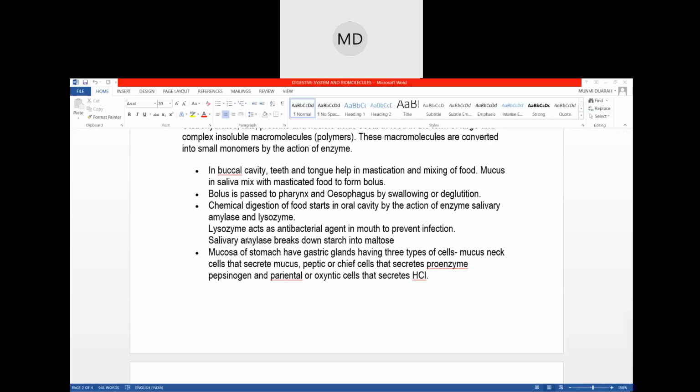So there is salivary amylase and lysozyme, right? The second enzyme was lysozyme. Salivary amylase breaks down starch into maltose. Lysozyme has antibacterial properties. It acts as an antibacterial agent.